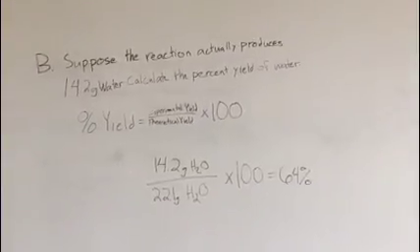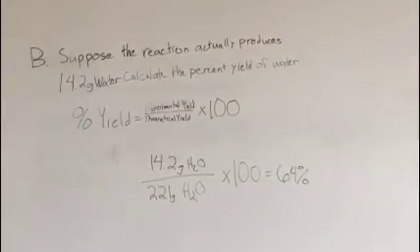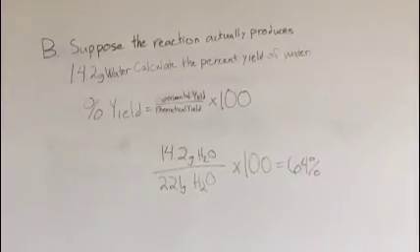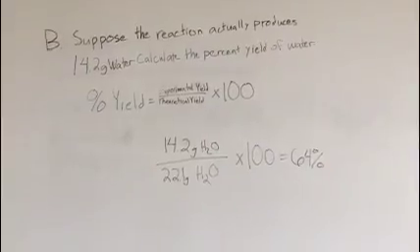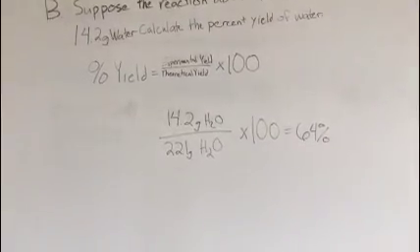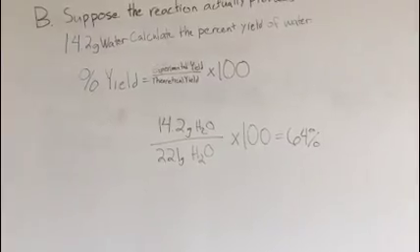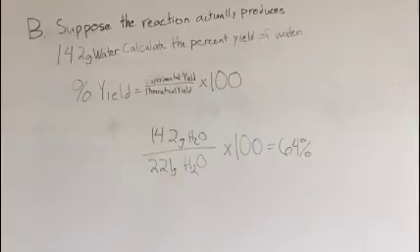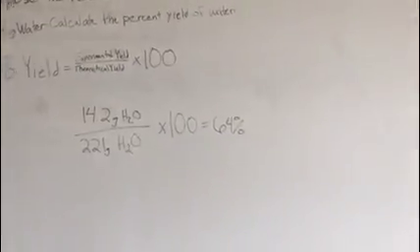Suppose the reaction actually produces 14.2 grams of water. Calculate the percent yield of water. To find percent yield, you take the experimental yield divided by the theoretical yield times 100. So we have 14.2 grams of H2O divided by 22.1 grams of H2O. We got our theoretical yield from our last equation, and you multiply this by 100 and you should get 64% yield.